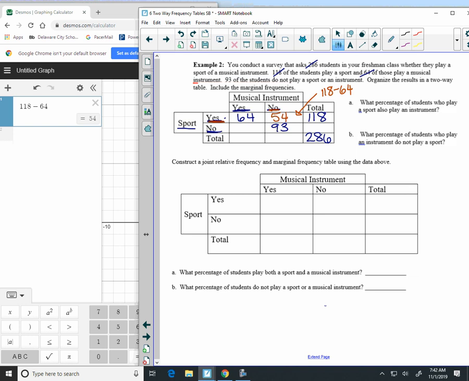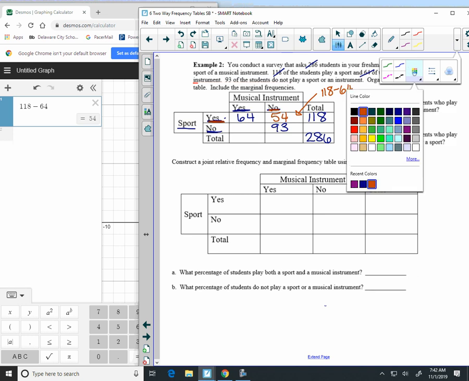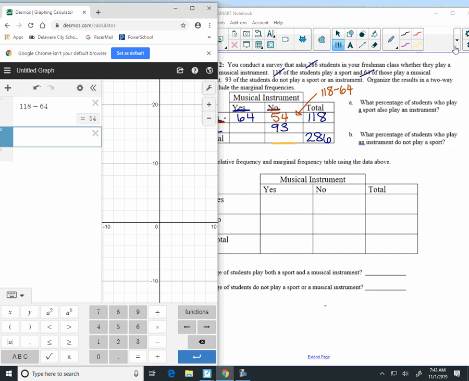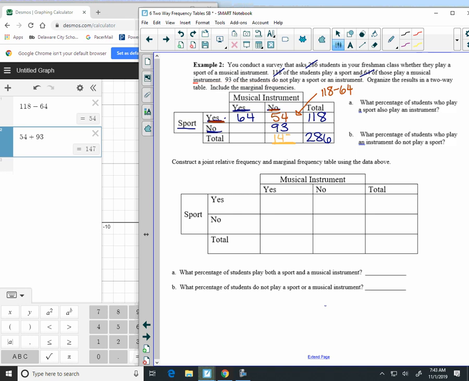Okay, the next number we can find, if we look at that column right there, we can total that column. Sorry, I meant column and not row. This column right here we can total because we have 54 and 93. So 54 plus 93 is 147. That was 54 plus 93 to get that total.